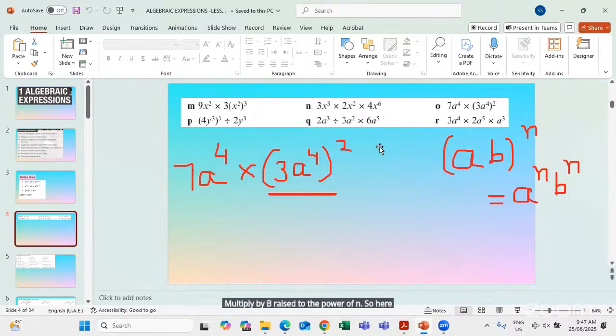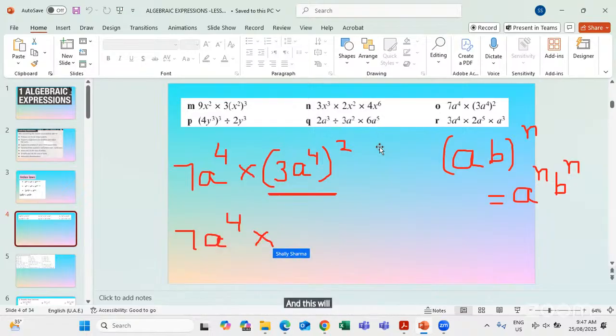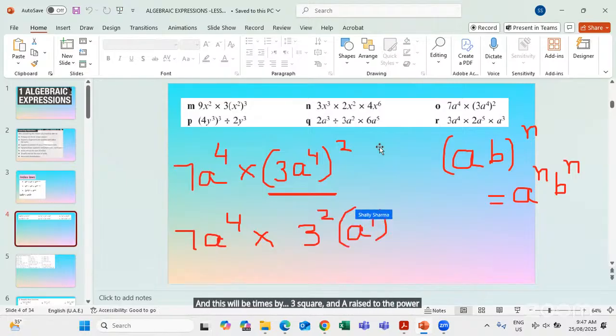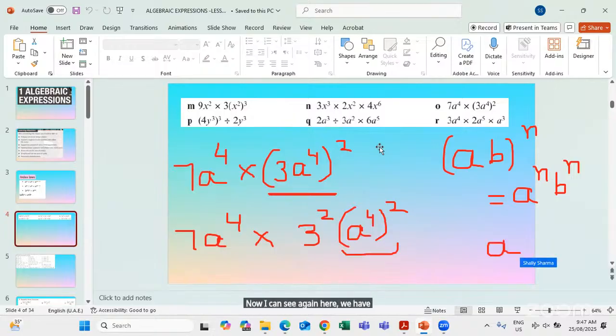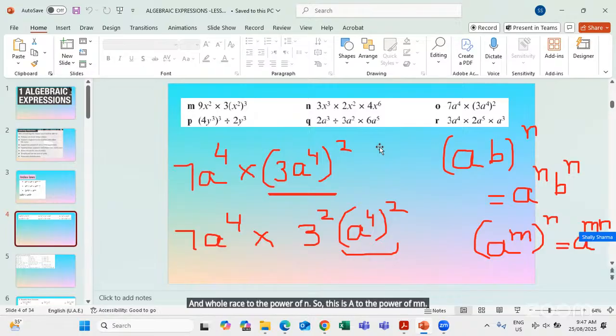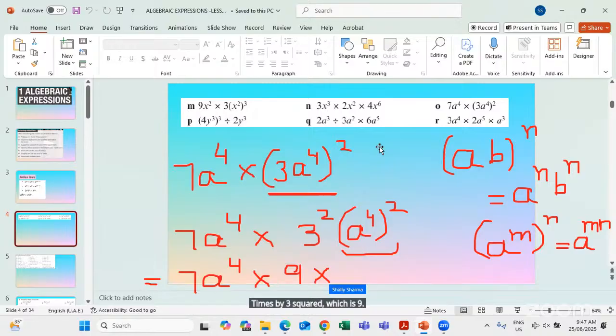So here, 7a to the power of 4 stays as it is, and this will be times 3 squared and a raised to the power of 4 raised to the power of 2. Now I can see again we have a to the power of m and the whole raised to the power of n, so this is a to the power of mn. M and n will be in multiplication. So now we have 7a to the power of 4 times 3 squared, which is 9, times a to the power of 4 times 2, which is 8.